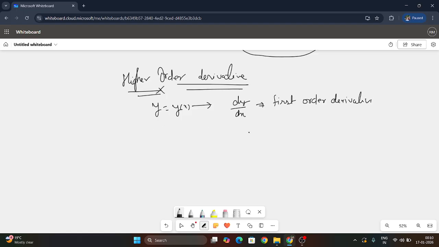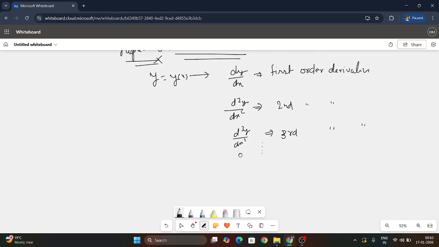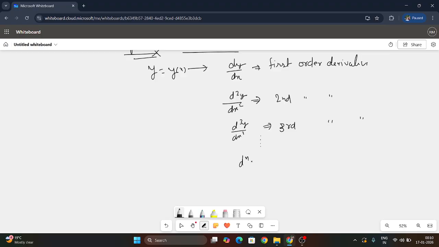Similarly, if I differentiate it again, this is called the second order derivative. If I differentiate it again, this is going to be the third order derivative. In a similar way I can differentiate it multiple times, and if I differentiate it n times, this is going to be the nth order derivative.